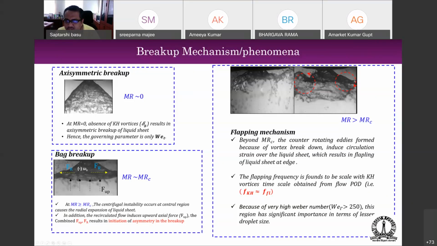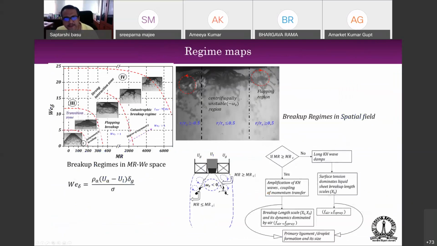So this is due to the circulation, as you can very clearly see. And the flapping frequency, as we showed earlier, matches with the Kelvin-Helmholtz mode. And because of the very high Weber number, this region has significant importance in generating small droplet sizes. So this is the most important parameter that you can think about. Okay, and most gas turbine combustors will work in the MR greater than MRC space.